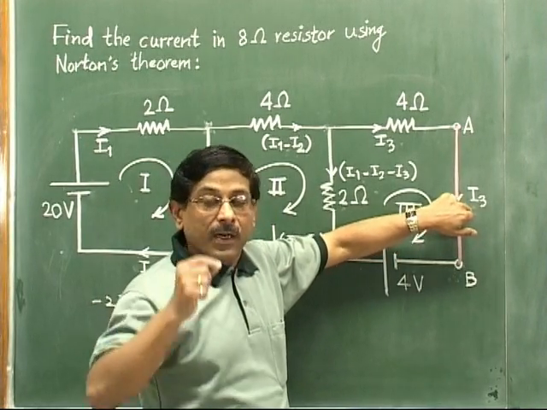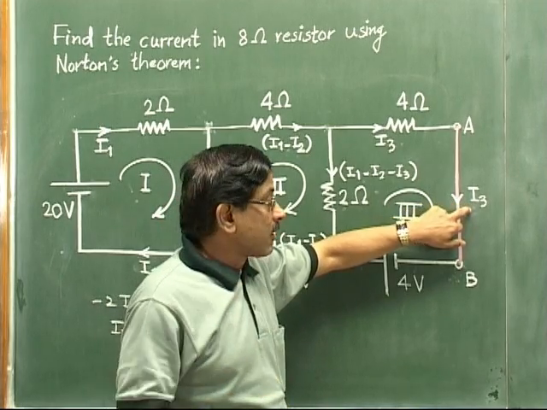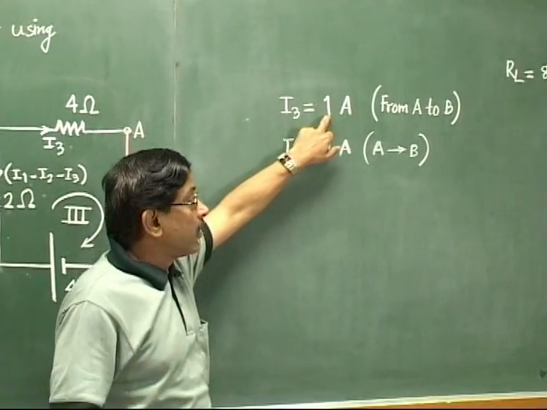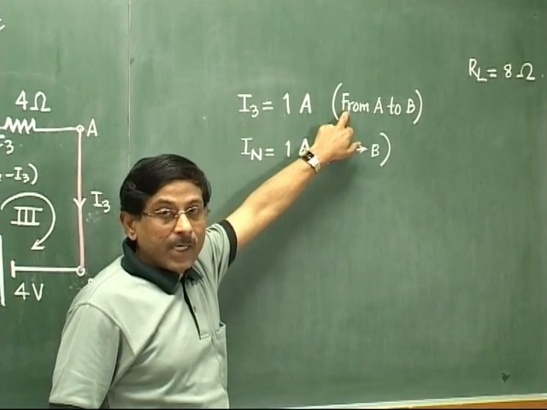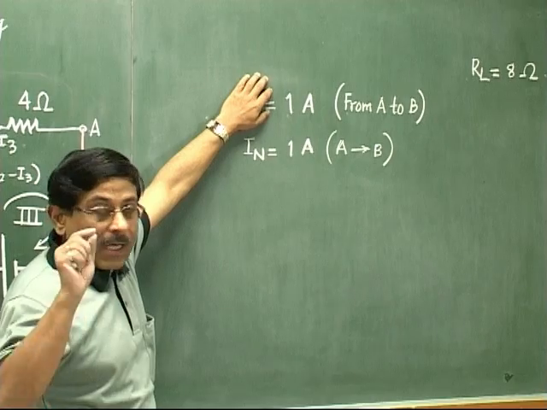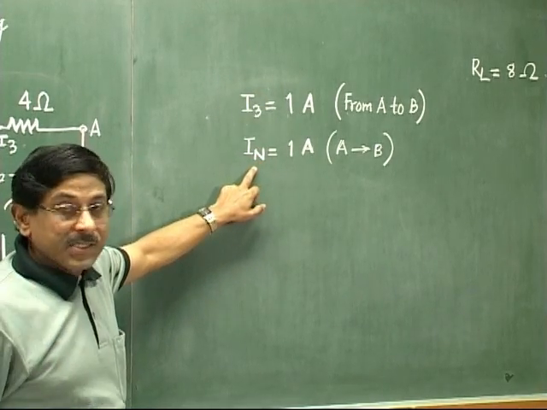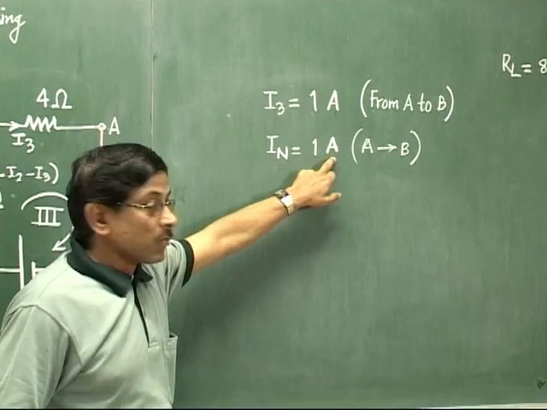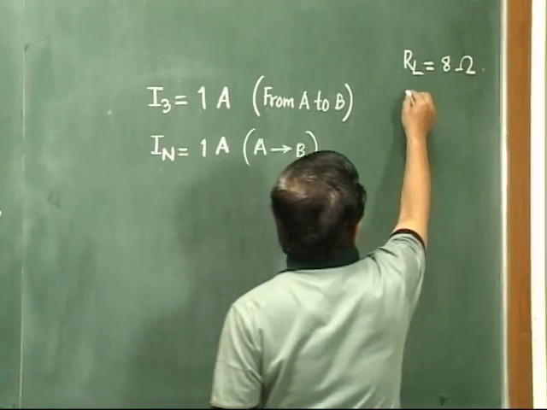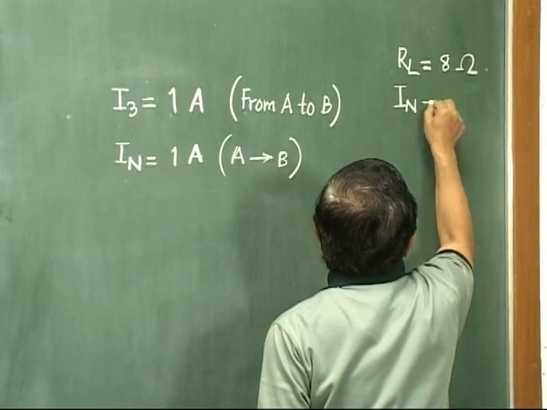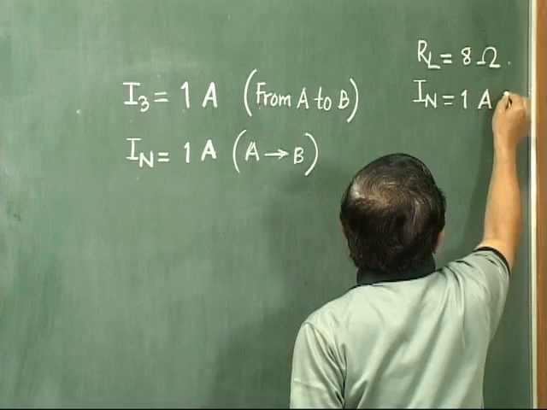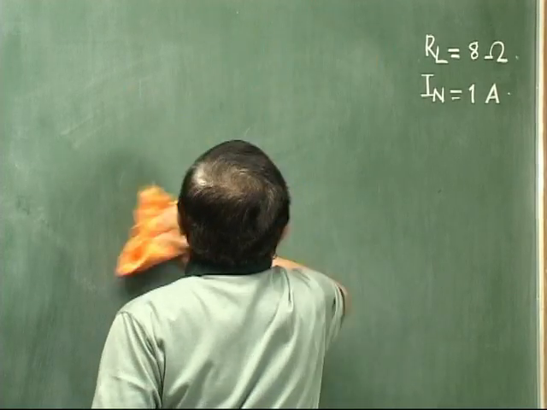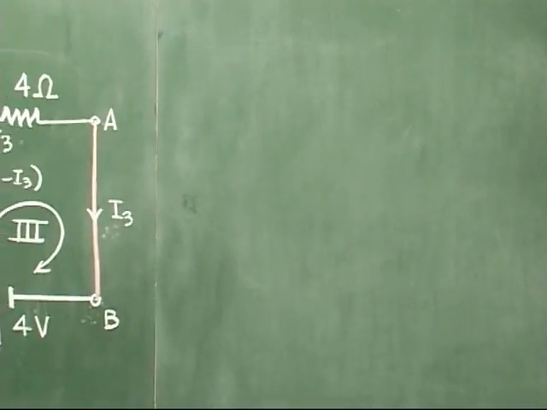So after writing the loop equations, we solved them and we found that the value of I3 comes out to be 1 ampere. It comes as a plus value, so the actual current must be from A to B. So instead of saying I3 now, I say that in our second step we have calculated the value of Norton's equivalent current IN, and that is 1 ampere. So I will write this value somewhere here like this: IN must be equal to 1 ampere. And now we just remove this from the board. Okay, so this was the second step in Norton's theorem.